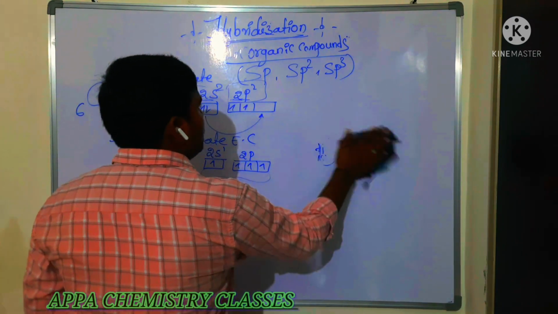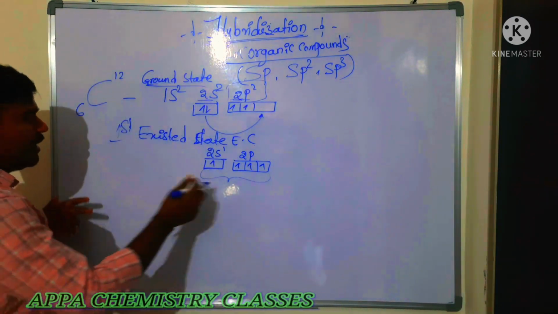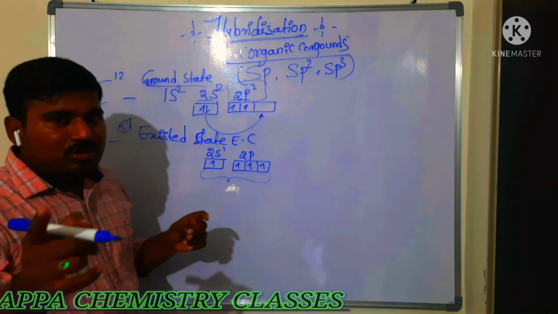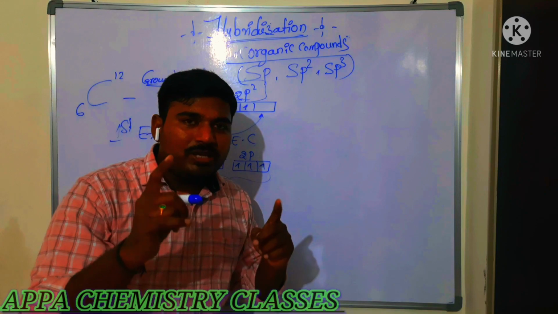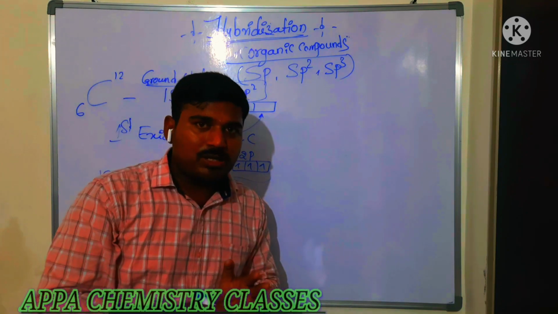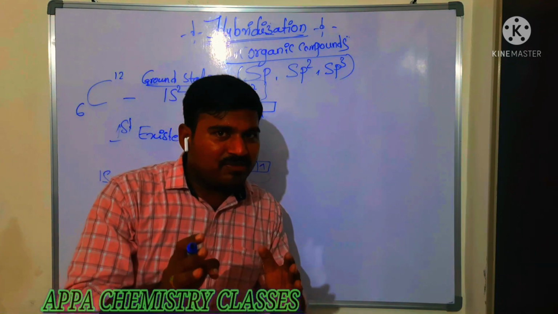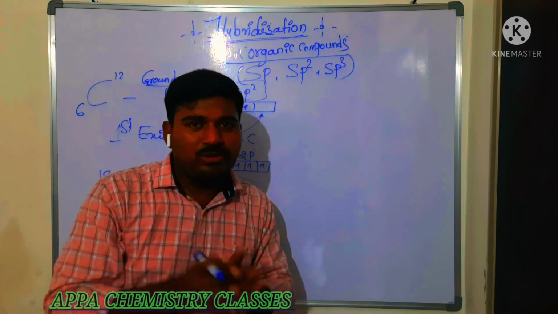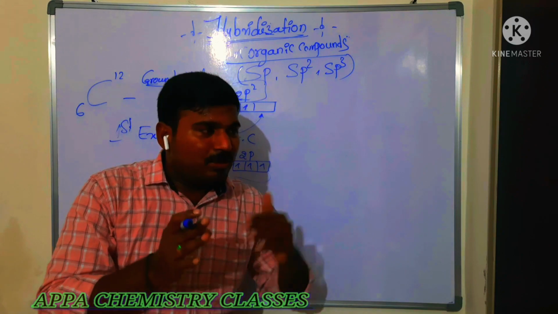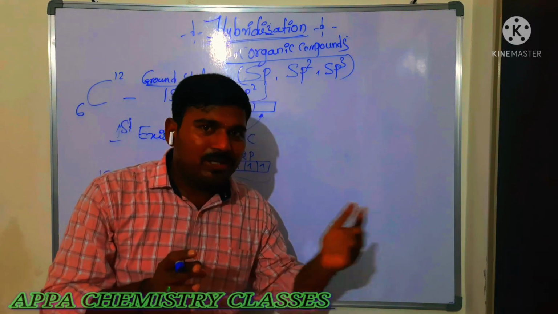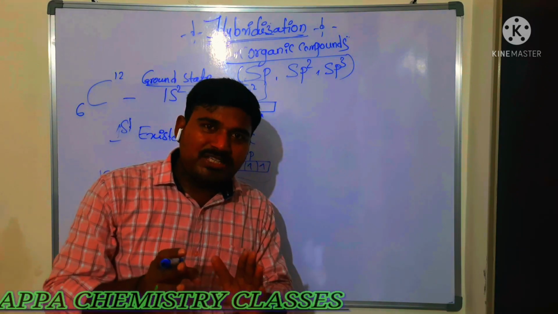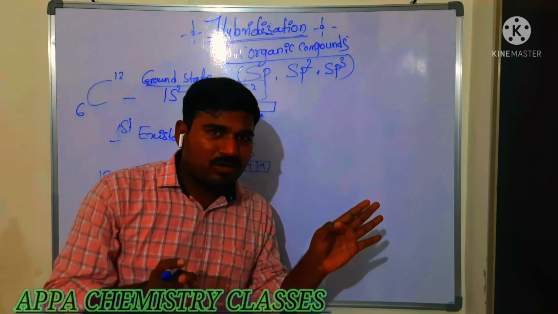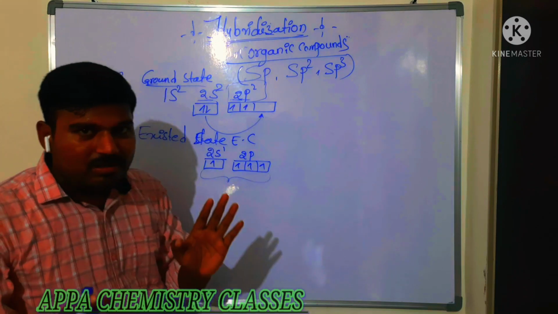Next we are going to see hybridization. Whenever we mix atomic orbitals, however many atomic orbitals we mix, that many hybrid orbitals we will get. By the hybridization phenomenon, you are going to get only sigma bonds, you won't get pi bonds. That you do remember. So that is the major concept.